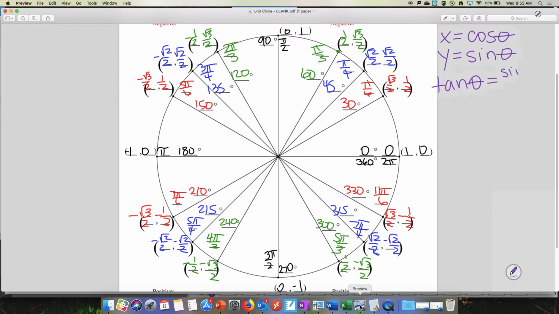The tangent is the same thing as sine over cosine. So we can take the y-coordinate over the x-coordinate, and boom, we have our tangent. Okay? And if we can do those three, then we can just take the reciprocal for each of the reciprocal functions.